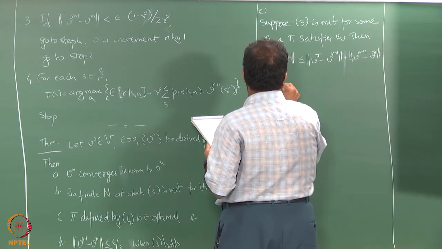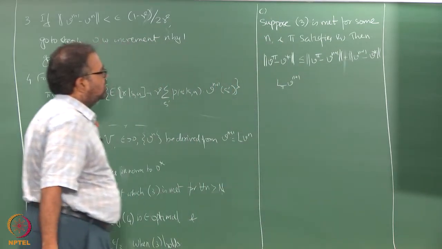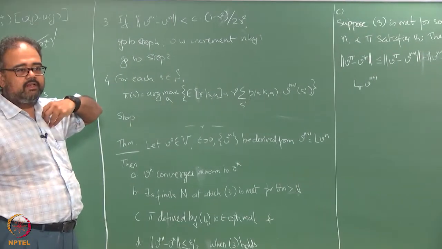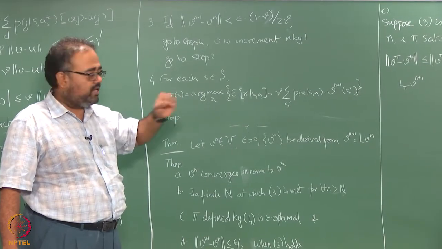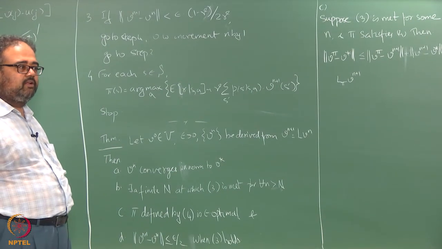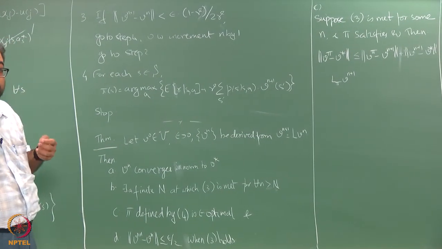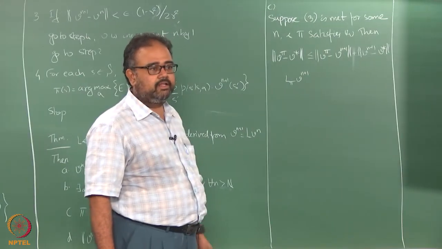So let us look at L pi. Say I want L pi to act on Vn plus 1. What will be L pi acting on Vn plus 1? What is the metric space of L pi? L pi is the operator corresponding to the Bellman equation for pi, right?